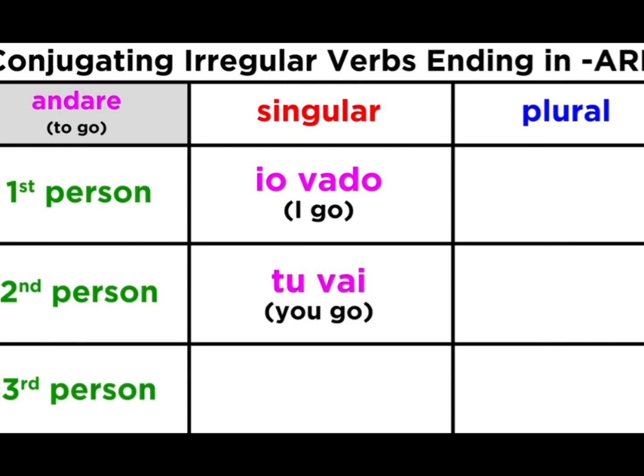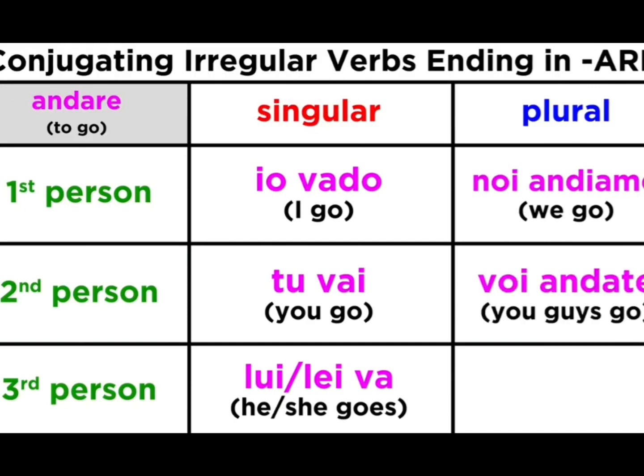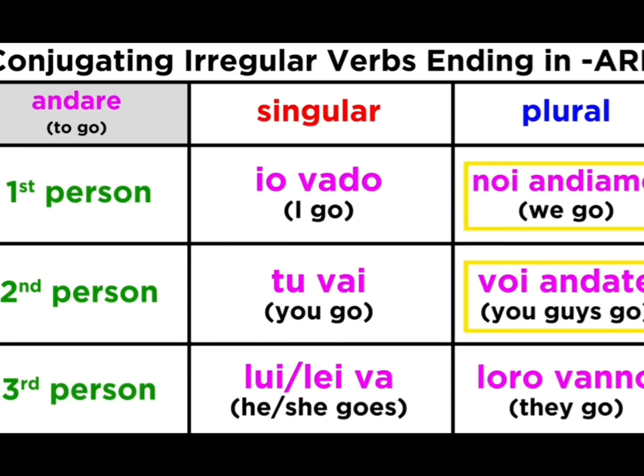After io vado, we have tu vai. Lui va. Noi andiamo. Voi andate. Loro vanno. Notice that only the first and second person plural forms resemble the infinitive.